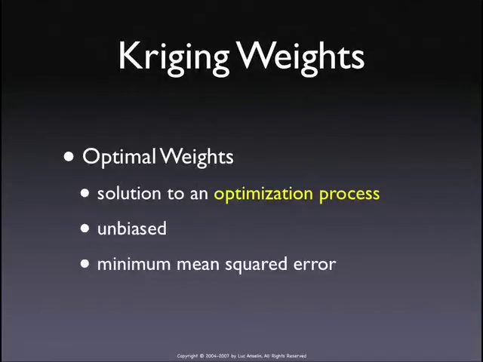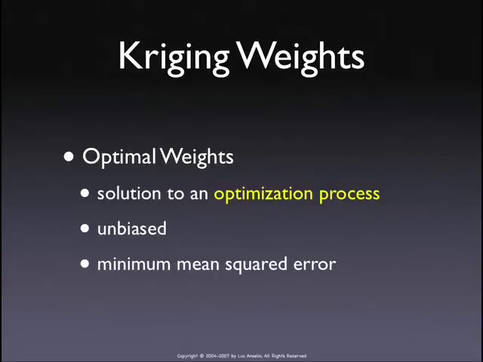So the problem is, how do we get these optimal weights? We need some kind of criteria. And as I mentioned, it's basically a minimization process, an optimization process, where we set up the objective function, and the objective function will be the variance, the prediction variance, and we try to minimize that prediction variance subject to the constraint that the prediction has to be unbiased, so that on average the deviations between the predicted and the observed have to be 0.